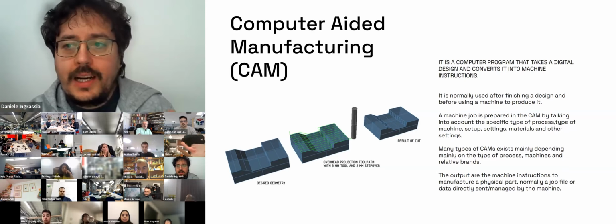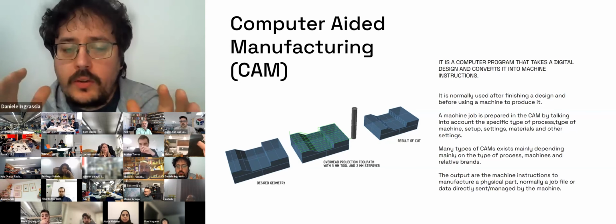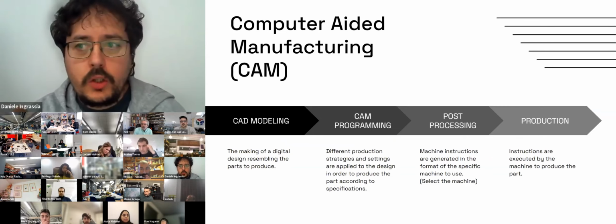So you have to know that there are a lot of different computer-aided manufacturing software, depending on the process and also on the machine that you're going to use. In this case, we are going to talk about the laser cutter CAM, of course. So these are the 4 main steps normally that go through the production of a piece.